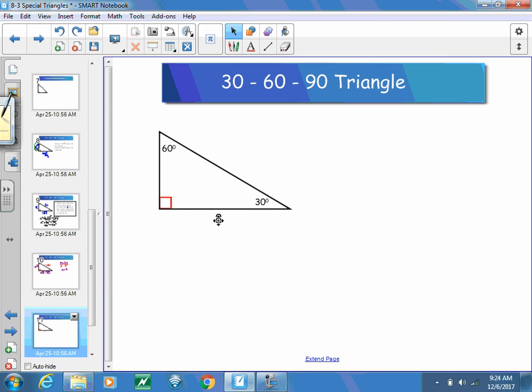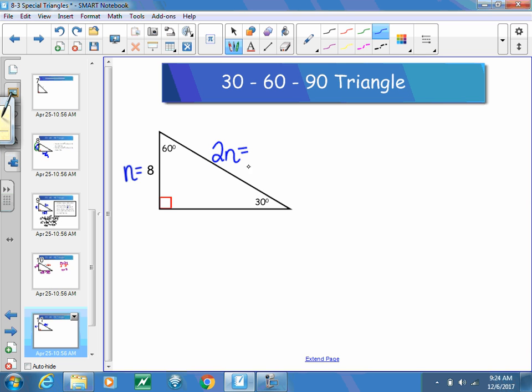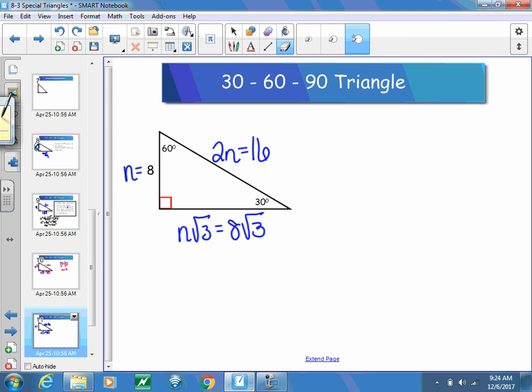I'm going to go ahead and move this 8 over here. So if your shortest leg was 8, that's your value of n. You can double that to get your hypotenuse. So your hypotenuse here would have to be 16. And then your longest leg is going to be the shortest leg times the square root of 3. So very easy to do if you are given the shortest leg, or also if you're given the hypotenuse.